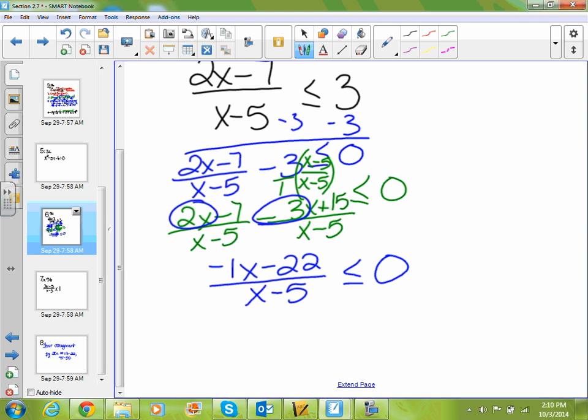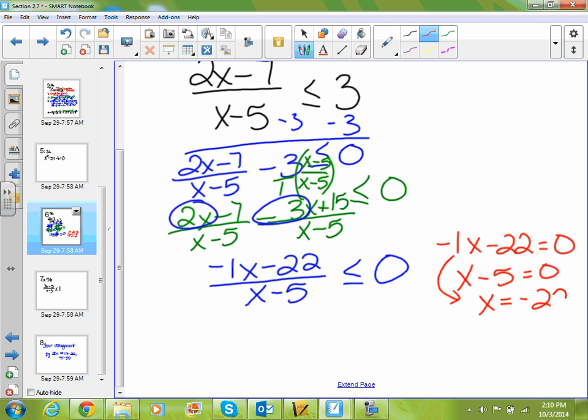Okay. So once I get there, then I can solve the top and bottom to give me my test intervals. Okay, so negative 1x minus 22 equals 0, and x minus 5 equals 0. Those are what's going to give me my test intervals. So if I solve this top one, then I get x is equal to negative 22. If I solve the bottom one, then I get x is equal to 5.